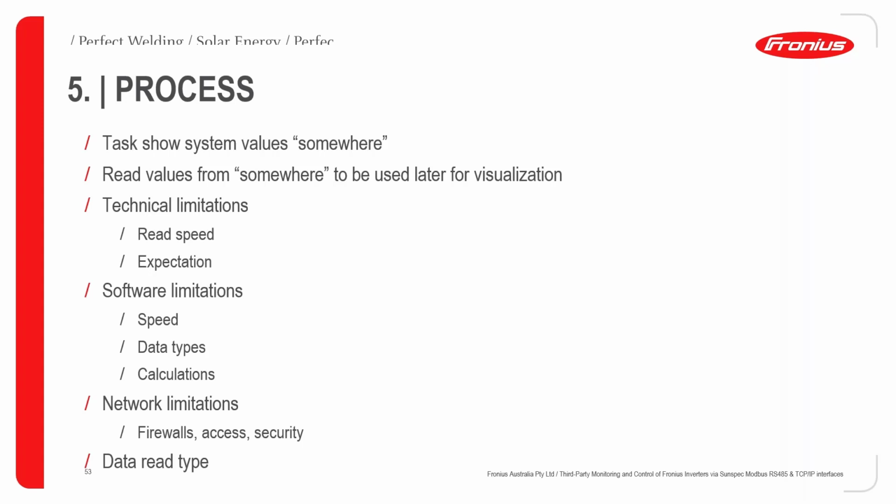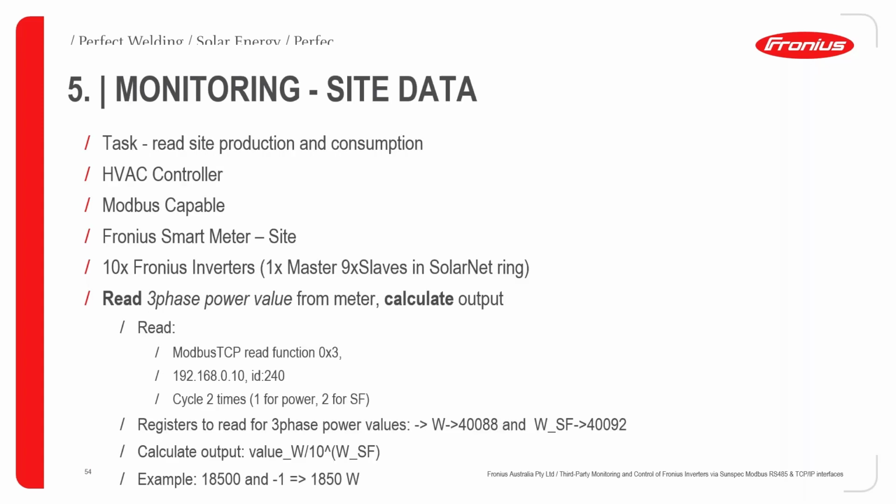Again, this is closely bound with the limitations you're going to have on site. Is it going to be quick enough for your application? Do you need more speed or not? What data types can you get? What calculations have you put in place to actually get to the result you want? Are there any network limitations on firewalls, access? Cabling in a way comes in there as well. Security concerns, as well as data read types, last but not least important.